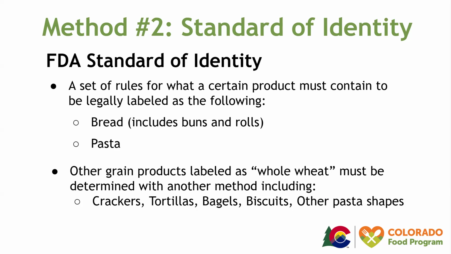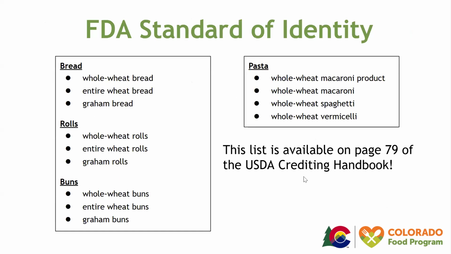So crackers, tortillas, bagels, biscuits, or other pasta shapes not listed on the next slide, you must use another method to determine if they're whole grain. But if it's a sliced bread, bun, roll, or pasta, and it says whole wheat, you can consider that to be a whole grain. It's a little confusing, so I have some examples.